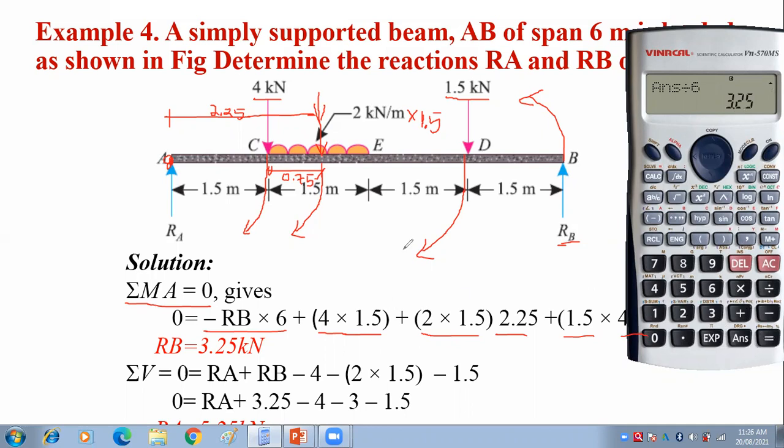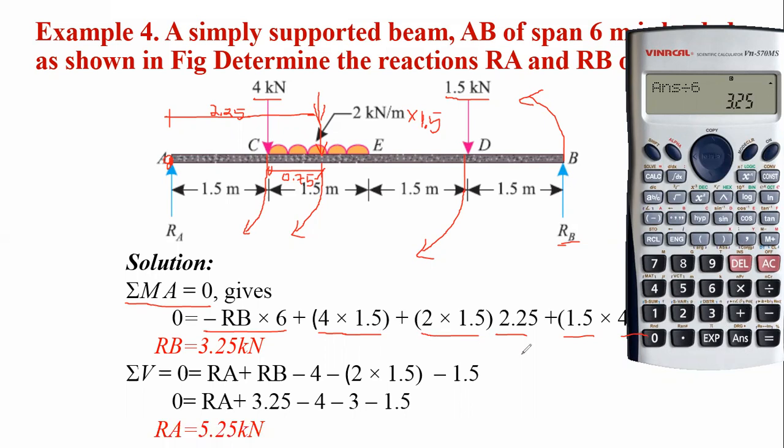But we have made an arrangement. All this term is nothing but what? 6 RB is equal to 19.5, and we have to find out what? RB. That's why your RB is equal to how much? 19.5 divided by 6. This term is nothing but what? Your 3.25 kilonewton.